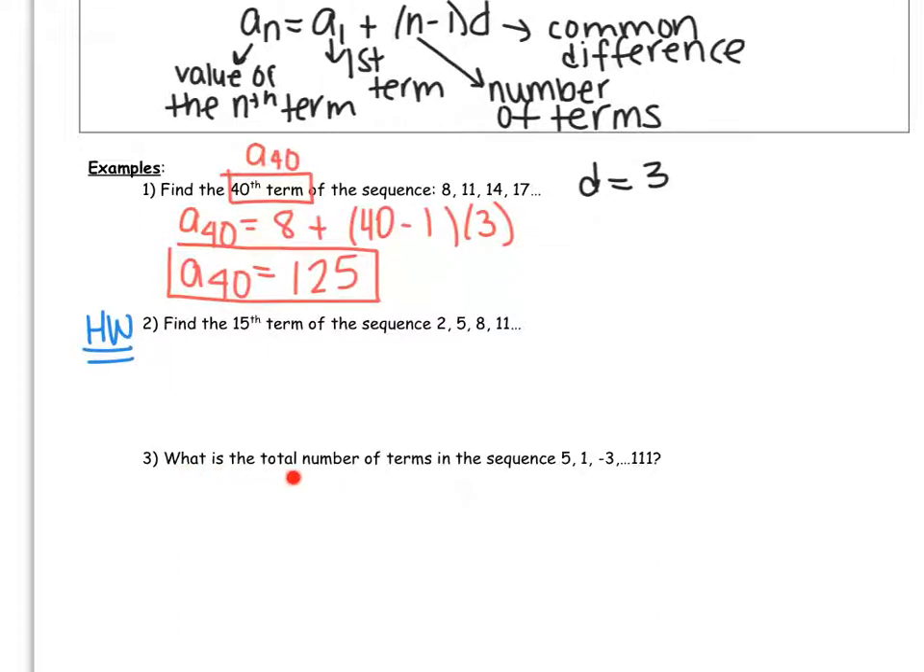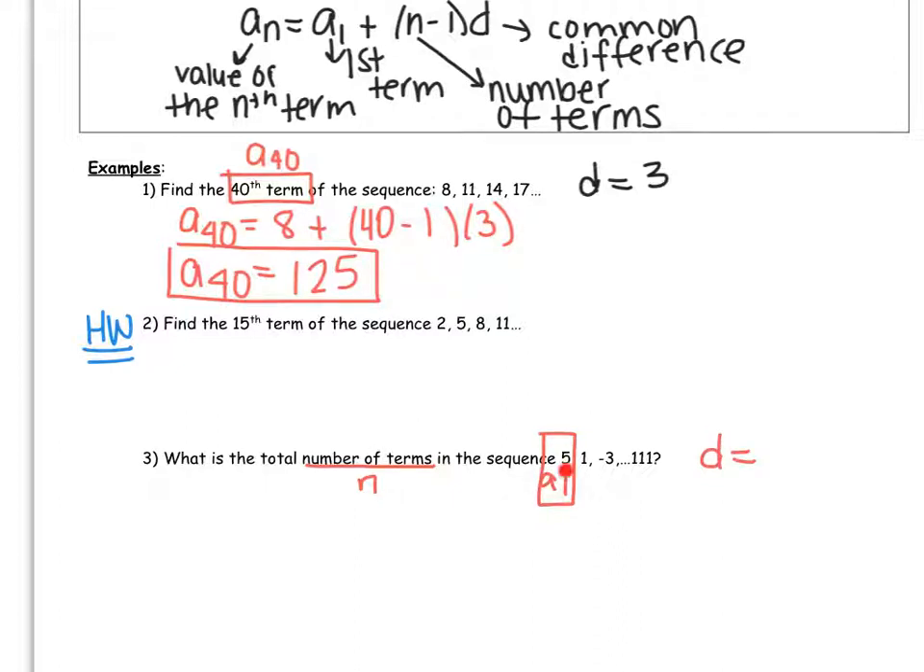It says, what is the total number of terms in this sequence? So this sequence goes from 5 to 1 to -3, and then there's a bunch of terms in the middle, dot, dot, dot, and then 111. So if they're asking you the total number of terms, they're asking you for the n value. So we have a sub 1, which is my first value, which is 5. We can figure out our common difference.